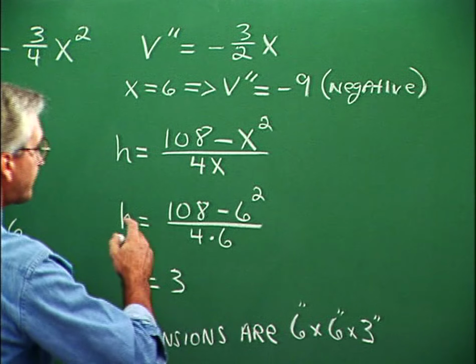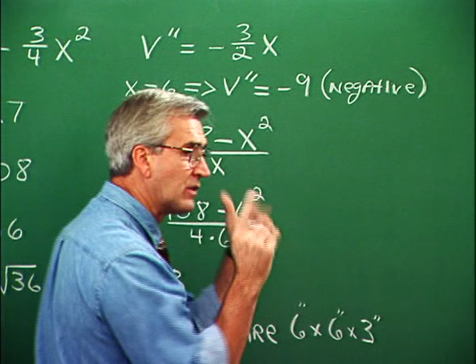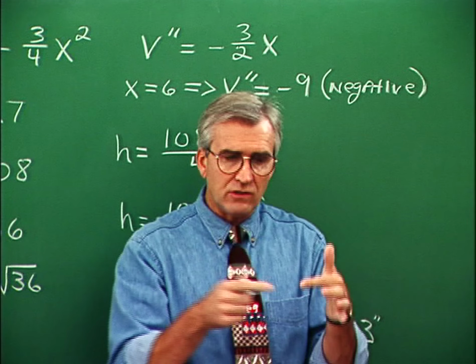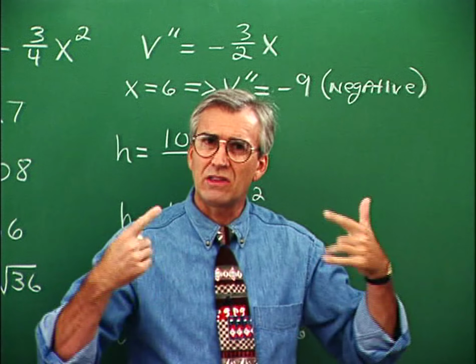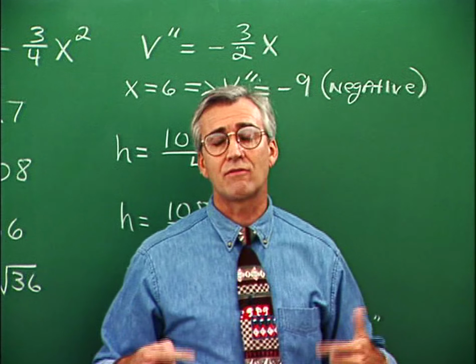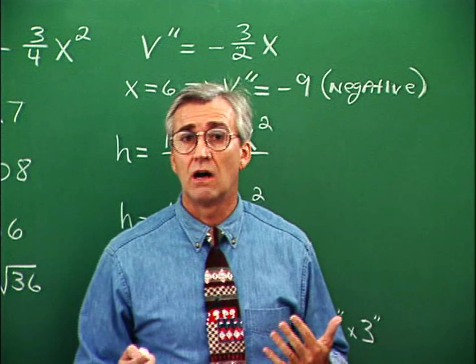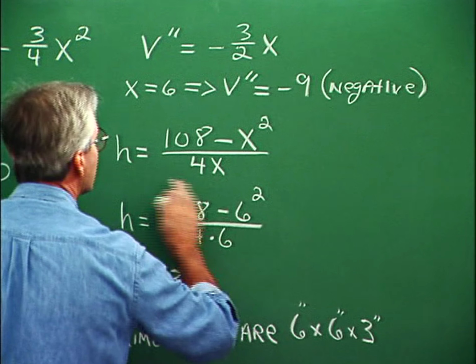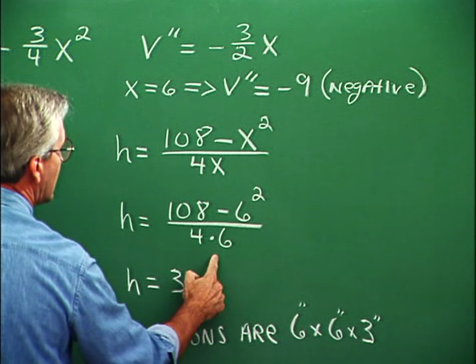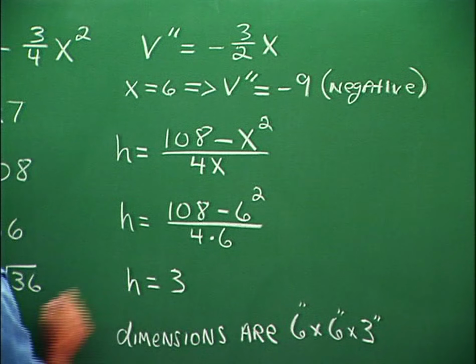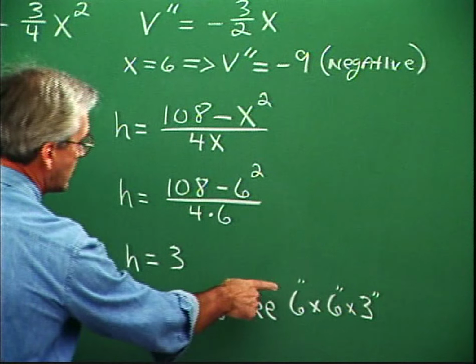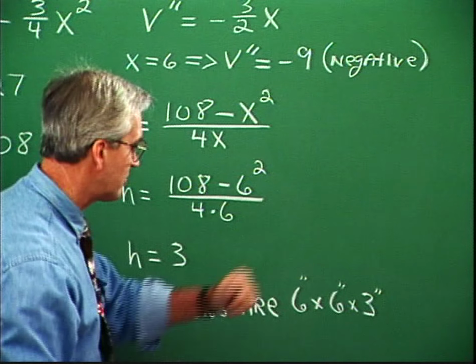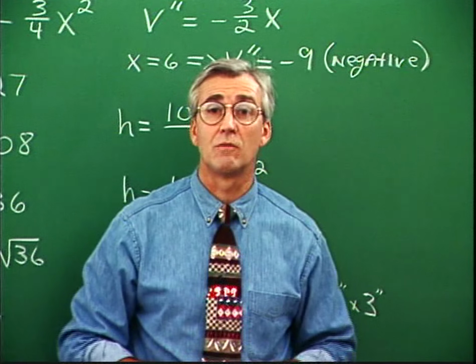All right, so now that we know that x is 6, that means that the base is a 6 by 6 square. What about the height? We might want to know something about that. After all, we were asked to give dimensions of the figure. So we'll go back to our h equation, which was this, and replace x with 6, and then evaluate, and we find h to be 3. So the dimensions of the box then are 6 inches by 6 inches by 3 inches to give us a maximum volume.